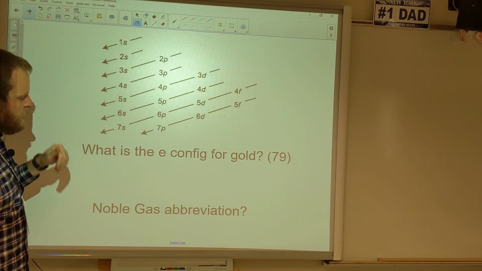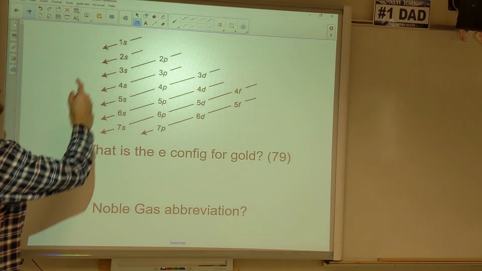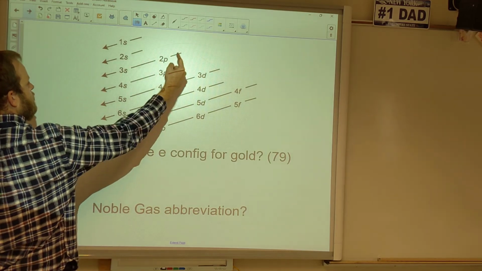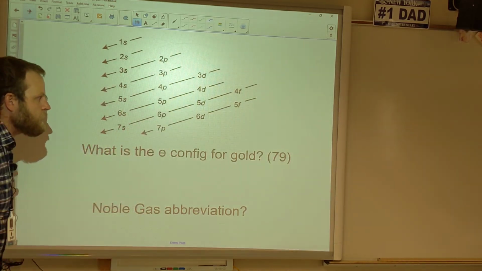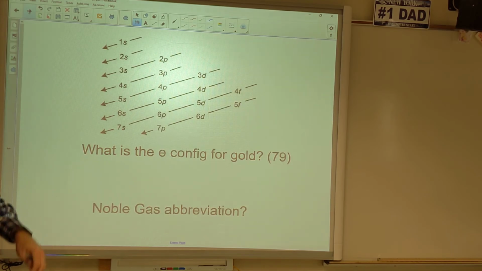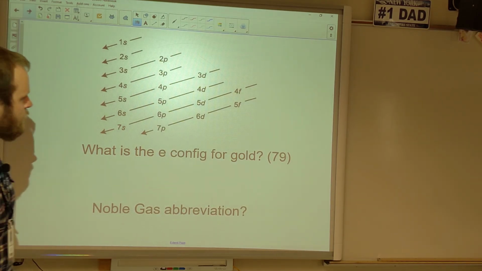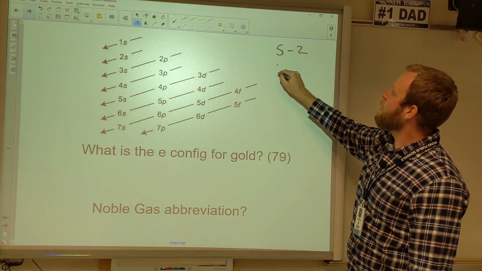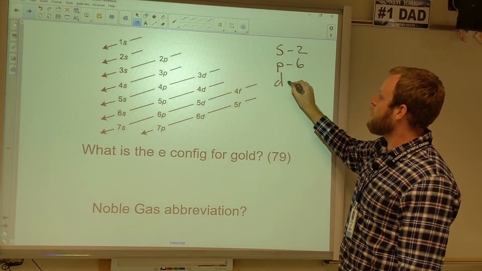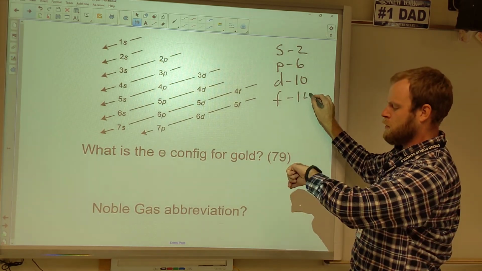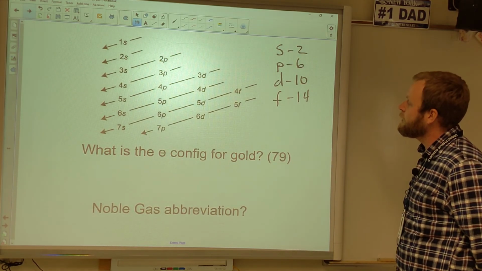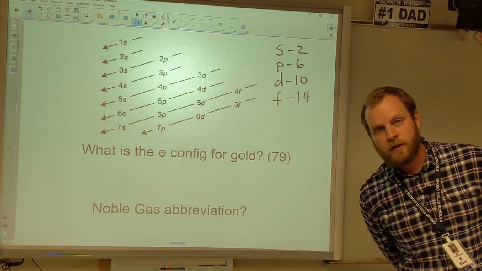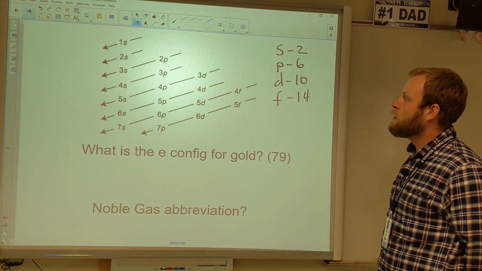Okay, so this is the order that you have to follow, the arrows. So I do this arrow first, then this arrow, then this arrow, then this arrow, then this arrow, then this arrow. So it does not just go from 1, 2, 3, 4, 5, 6, 7. It has to go in this weird zigzaggy order. You also need to know that s orbitals can hold 2, p orbitals can hold 6, d orbitals can hold 10, and f orbitals can hold 14 electrons. So that's how many electrons you put in each space.